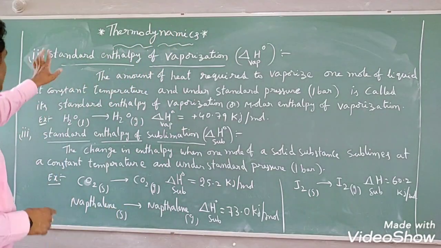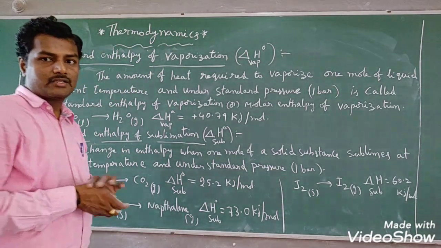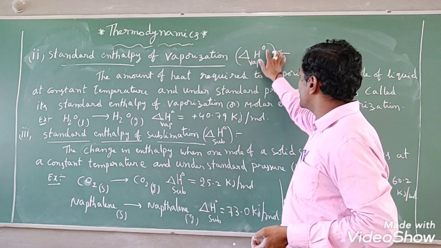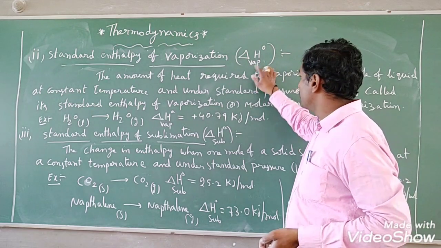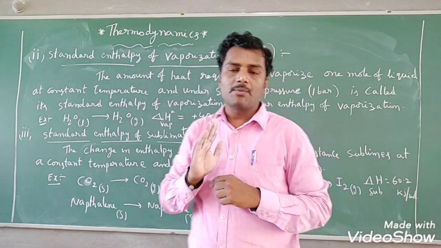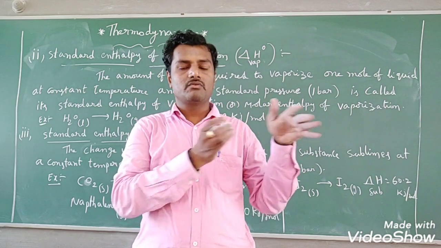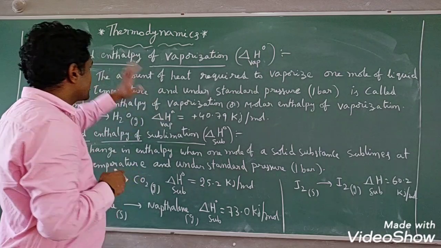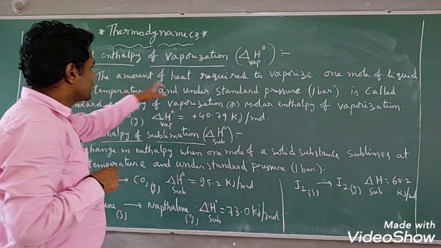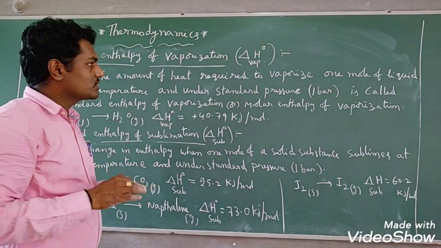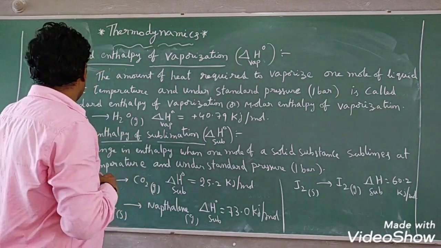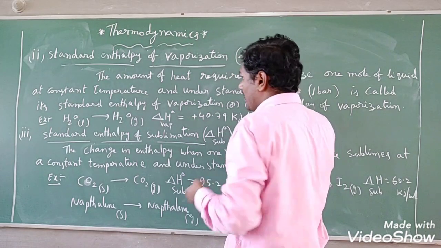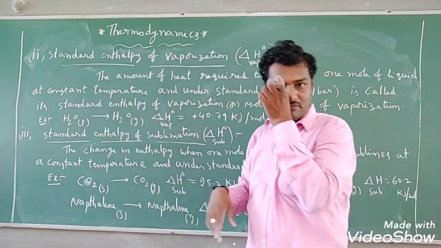Let us see the next one. Standard enthalpy of vaporization. Standard enthalpy of vaporization is represented by delta H naught vap. Vaporization is nothing but what? The process of conversion of liquid to vapor is called vaporization. In a similar manner, how do we define it with respect to standard enthalpy? The amount of heat required to vaporize 1 mole of liquid at constant temperature and under standard pressure. We have taken standard states.